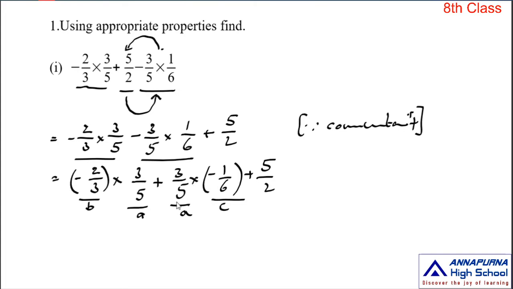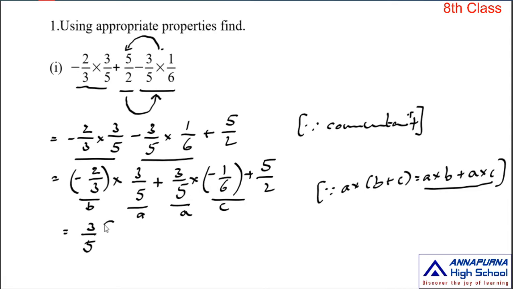So now apply the distributive property of multiplication over addition. What is that? a into (b plus c) is equal to a into b plus a into c. Now this expression is in the form of a into b plus a into c. Now apply. It is equal to a into (b plus c). Here a is equal to 3 by 5. So 3 by 5 into (b plus c), b is equal to minus 2 by 3, c is equal to minus 1 by 6, plus 5 by 2 as it is.